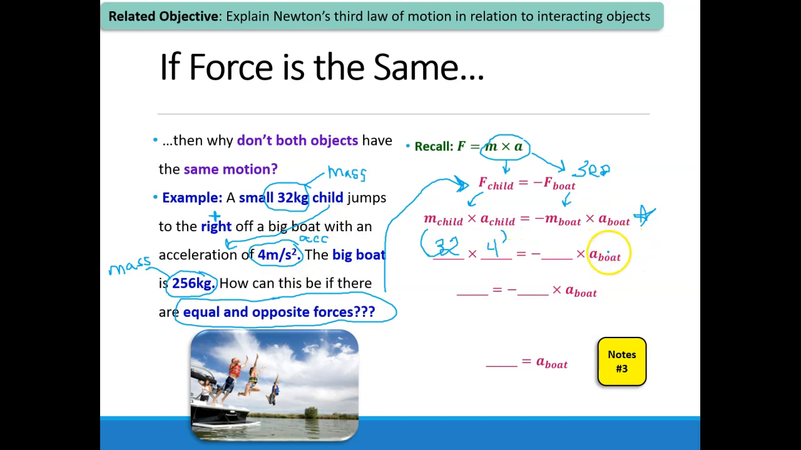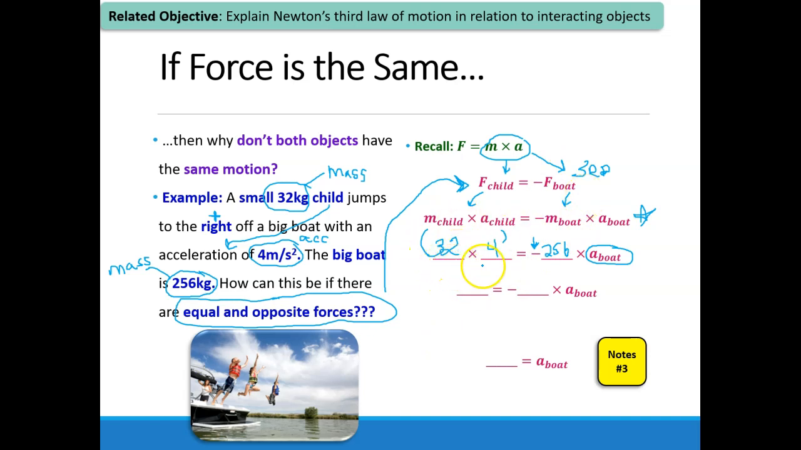On the other side, again, we're trying to figure out what's happening with the motion, or acceleration, of the boat. So we're going to leave that as the variable. But we do know the mass of the boat, which was 256 kilograms. So I'm going to plug in 256 kilograms. And remember to keep that negative sign, right? We do have a negative sign still, showing that this is an opposite force. Okay, so now let's go ahead and solve this.